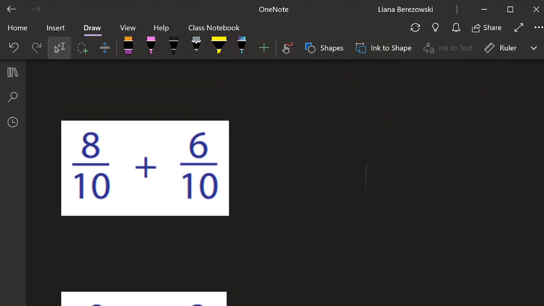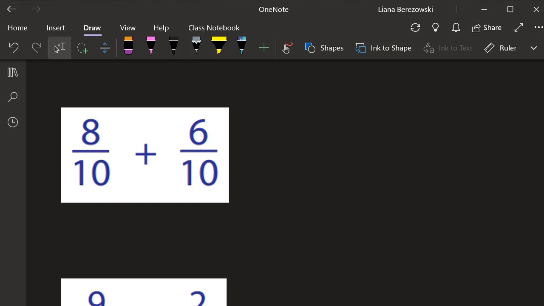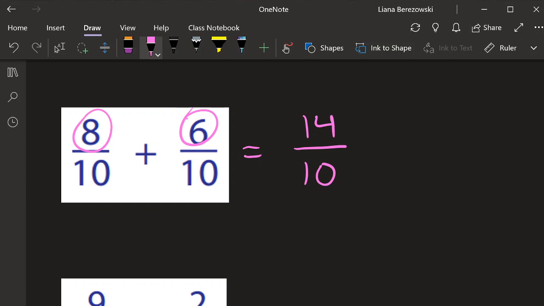Okay, let's try and do another one here. Okay, so we're adding 8/10 plus 6/10. So again, like fractions, they both have the denominator of 10, so we know our answer is going to have a denominator of 10. So remember, that doesn't change. All we want to do is add these two numbers. Okay, so 8 plus 6. 8 plus 6 is going to give us 14. Okay, so our number ends up being 14 over 10.